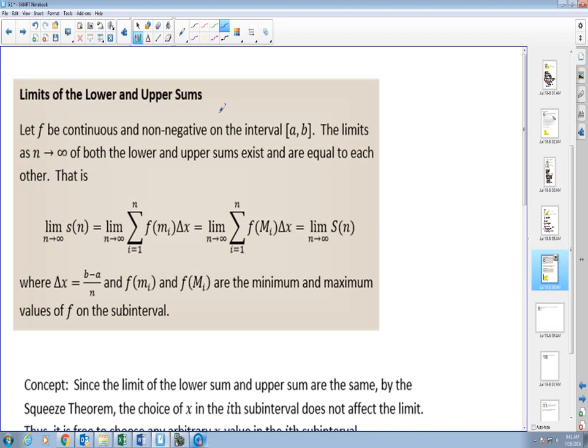So that inspires our next topic, which is the limits of the lower and upper sums. Alright, so I'm going to take a break here. I will split this video into 2 parts, and we'll talk about the limits of upper and lower sums.